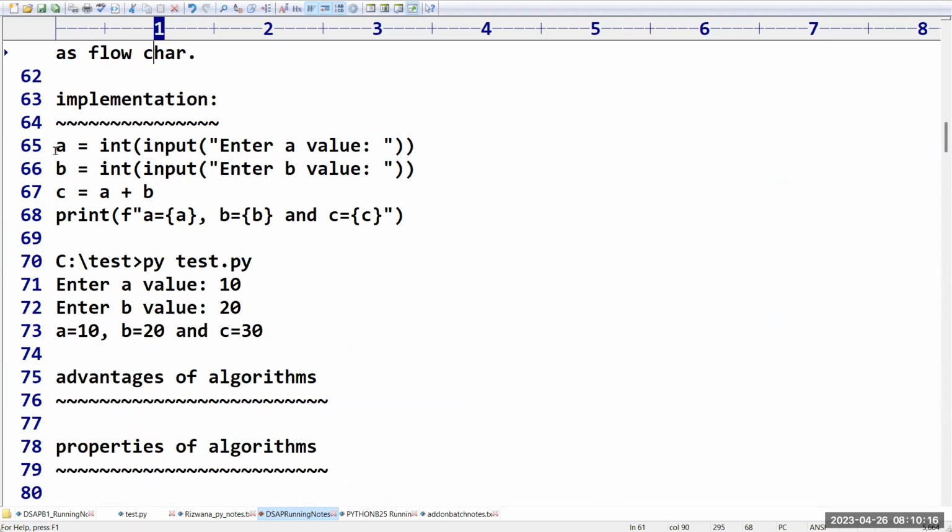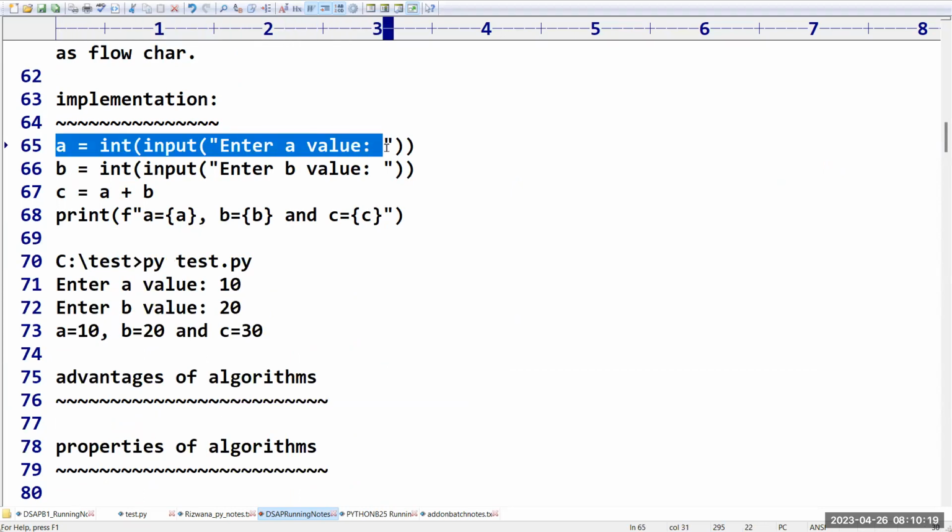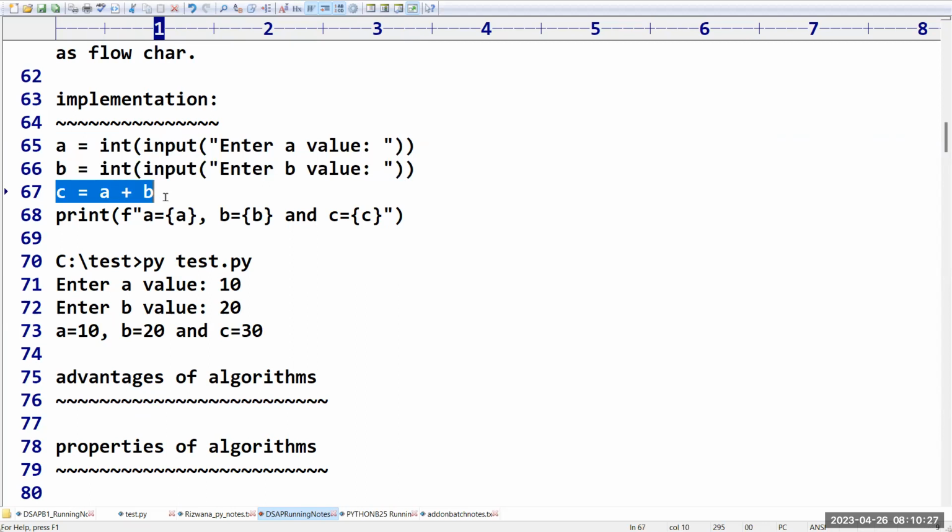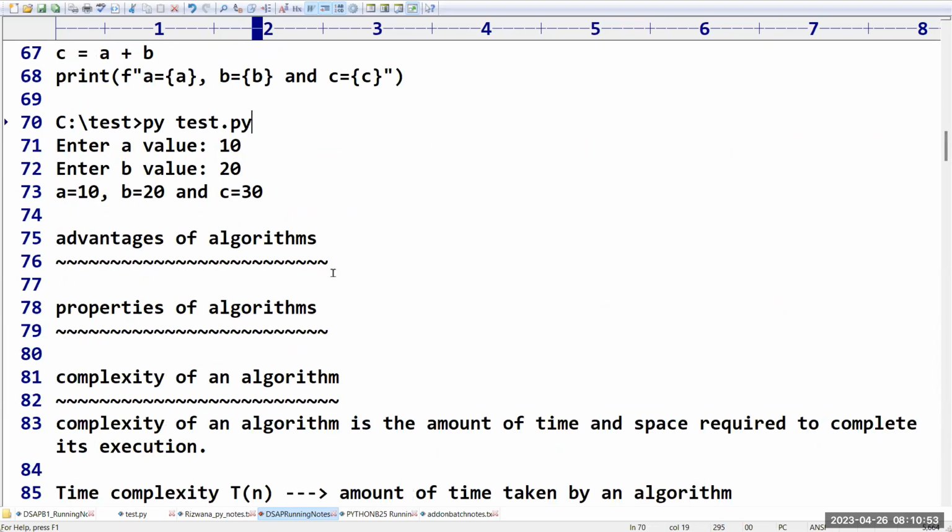Then coming to the implementation: A is equal to input of enter A value, B is equal to input of enter B value, C is equal to A plus B. So I accepted the values of A and B from the user. Then we are calculating the addition by using the formula C is equal to A plus B. And with printf, in a formatted string, I am printing the A value followed by the B value and the C value. So A and B are nothing but inputs and C is nothing but the output. Like this we are going to print. Already these things we covered very clearly.